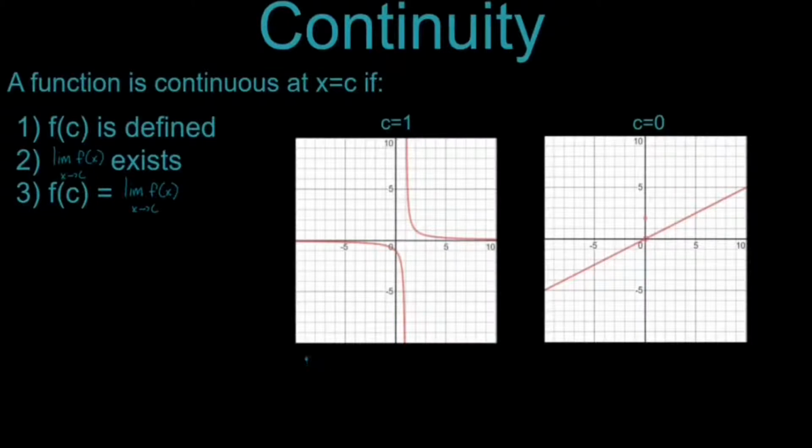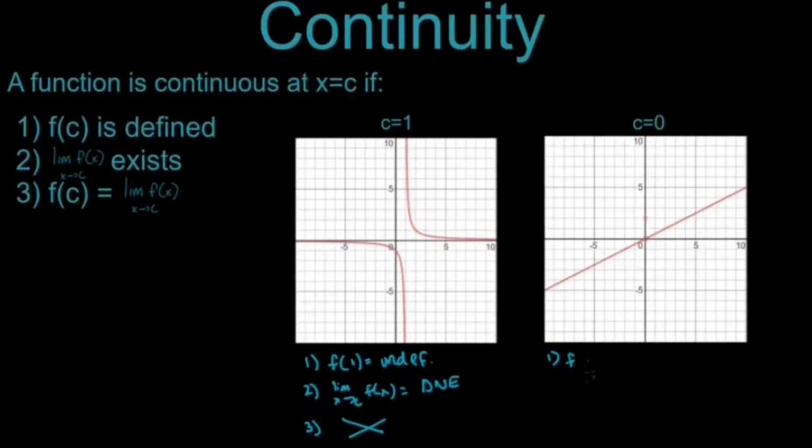So first of all, is f of c defined? In this case, f of c is 1. In this case, there's actually a vertical asymptote here, so it is undefined. Second, does the limit of f of x as x approaches c exist? In this case, from the left it approaches negative infinity, and from the right it approaches positive infinity. So the limit does not exist. And because f of 1 is undefined and the limit does not exist, we don't really have to worry about that last one. So let's go on to the second one.